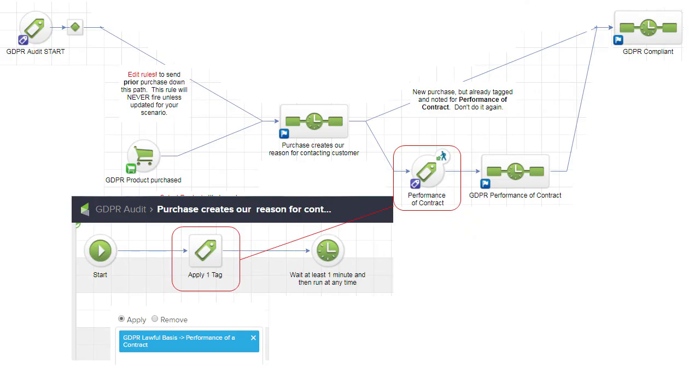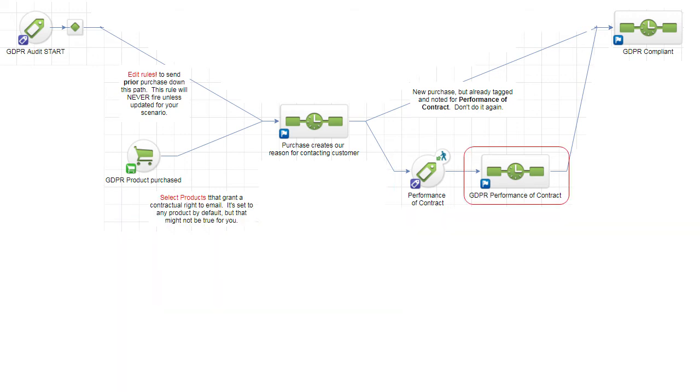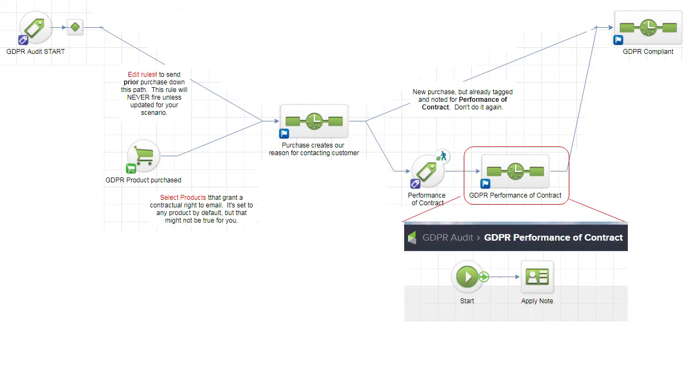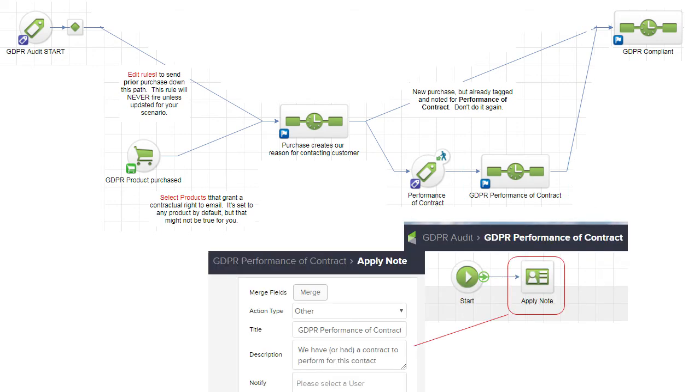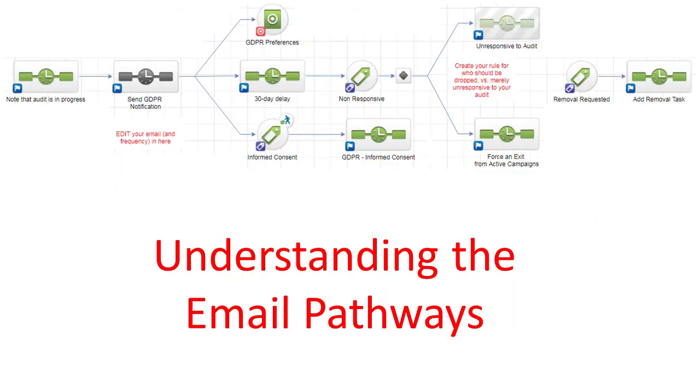Application of the performance of a contract tag gets us out of the sequence and into the GDPR performance of a contract sequence, where we make note about our reason for contacting the person. Next, we'll look at what happens with people when we actually have to email them about our GDPR policies.